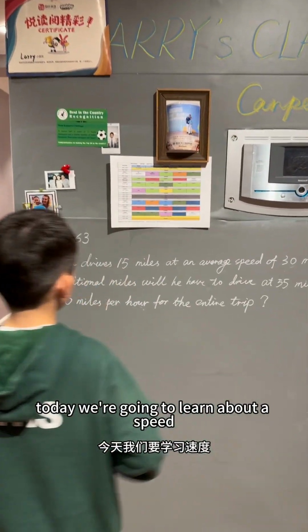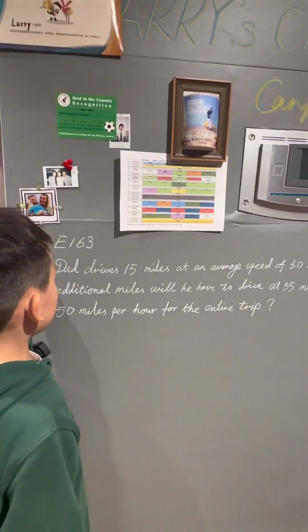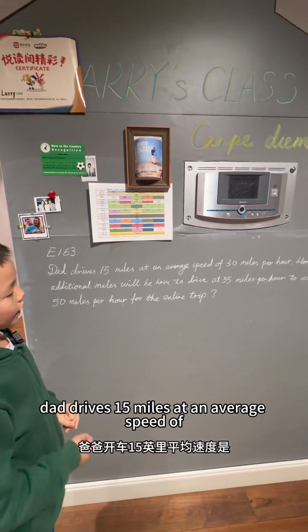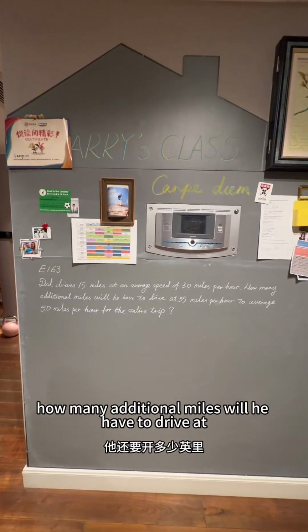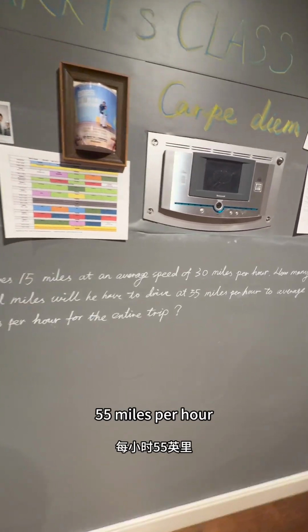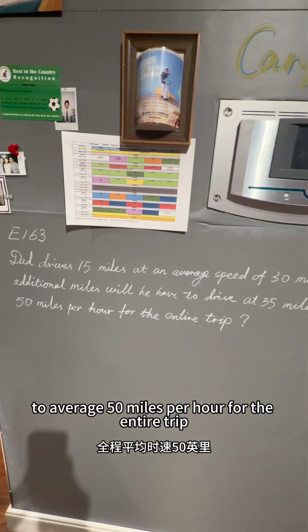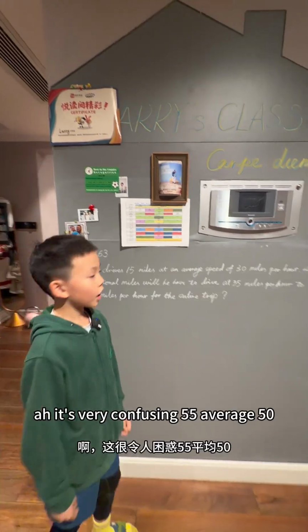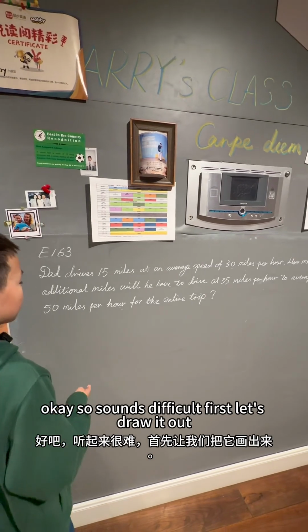Today we're going to learn about a speed, time, and distance problem. Dad drives 15 miles at an average speed of 30 miles per hour. How many additional miles will he have to drive at 55 miles per hour to average 50 miles per hour for the entire trip? It's very confusing. 55, average 50. Okay. So sounds difficult.